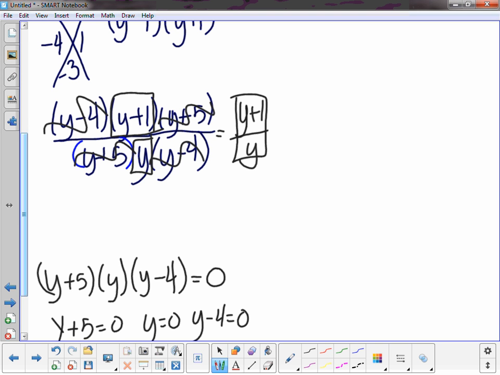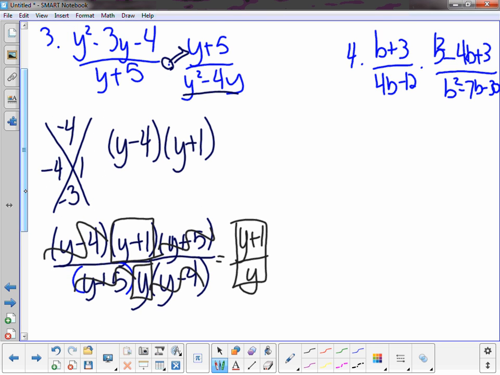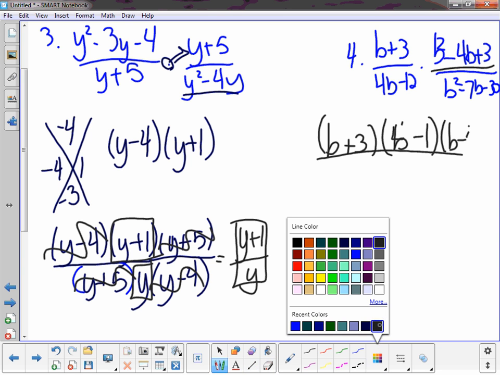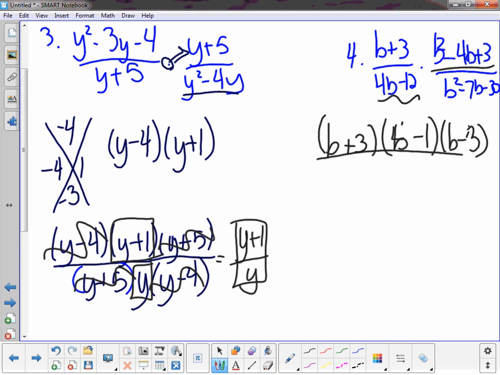Okay, I want you guys to go ahead and let's set up number 4, and then I'm going to have you guys try it on your own. So let's get it all factored out for you. So we have b plus 3. Factoring this guy right here, you're going to get b minus 1, b minus 4, or minus 3, sorry. And then here, we're going to take out a greatest common factor of 4. That's leaving us with b minus 3. Factoring that guy down, you're going to end up with b minus 10 and b plus 3. So I want you guys to find the excluded values, and then I also want you to go ahead and simplify that down for me.